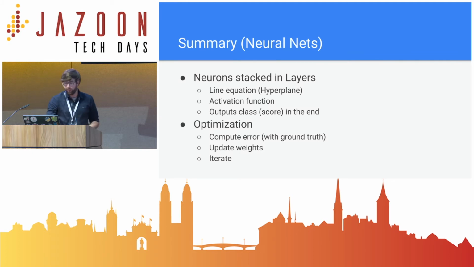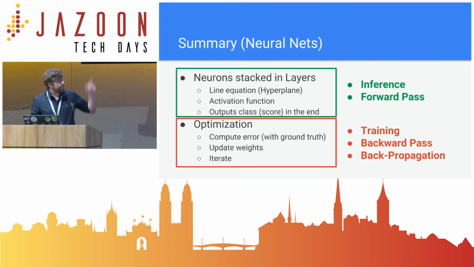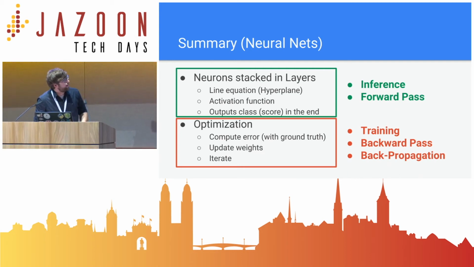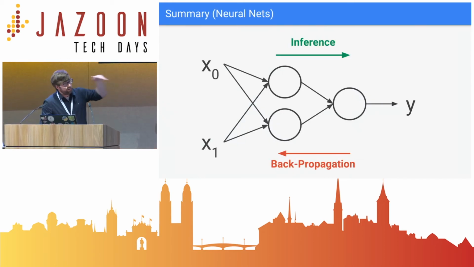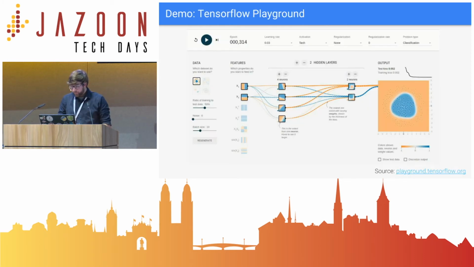So we remember we have stacked neurons into layers. The layers are just line equations. We have activation functions, and we output a class score in the end. And then we have this optimization phase, where we compute an error, and we go back and update the weights from before. The first thing is called inference or forward pass, and the other is called training or also back propagation, for example. It looks like this. For inference, you go through the graph to the front, and back you go into the back.